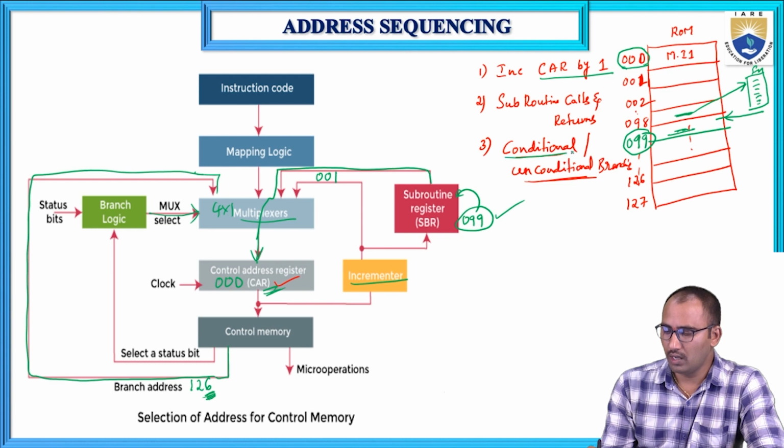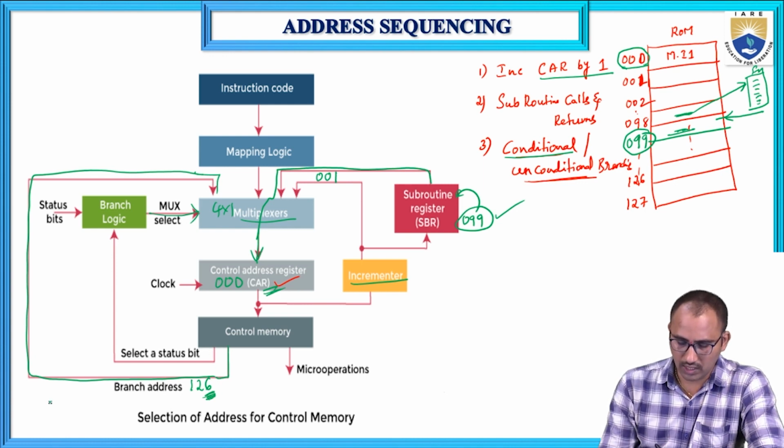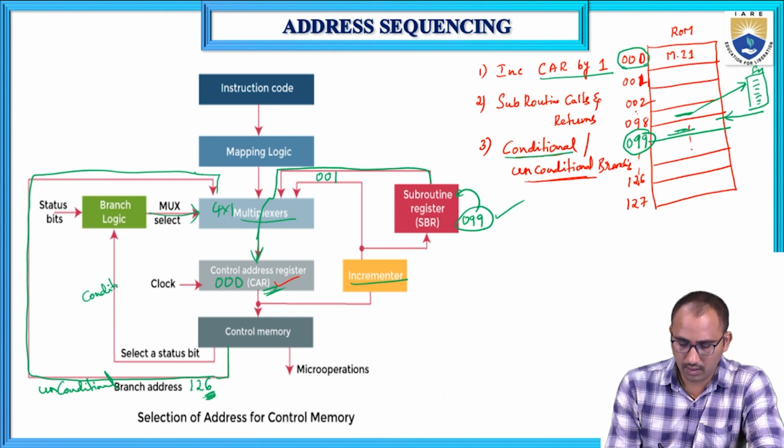Coming to conditional transfer, conditional branching: here we are checking some condition. If the condition is met, only then the branching takes place. So this is conditional branching.